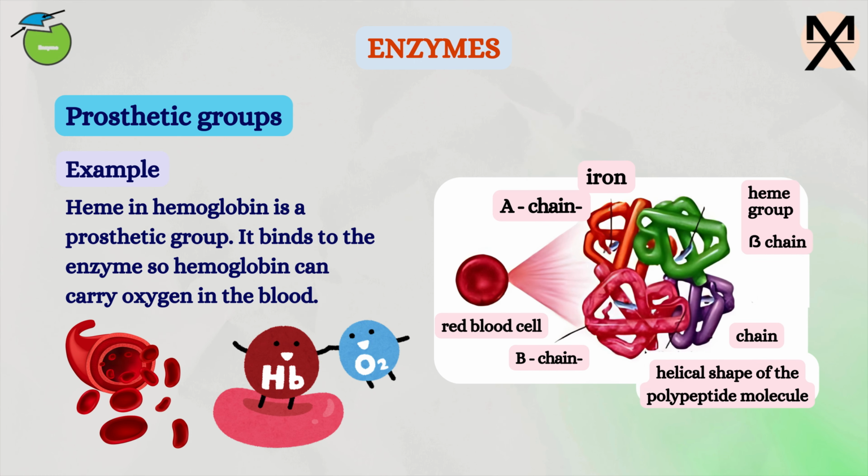Try to understand this with an example. For example, heme in a hemoglobin molecule is a prosthetic group. It binds to the protein so hemoglobin can carry oxygen in the blood.